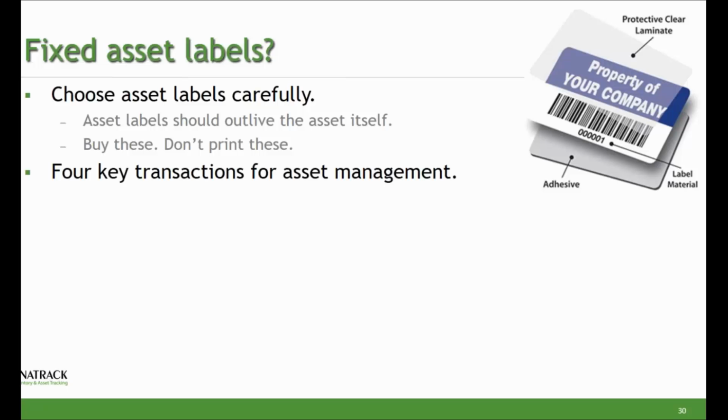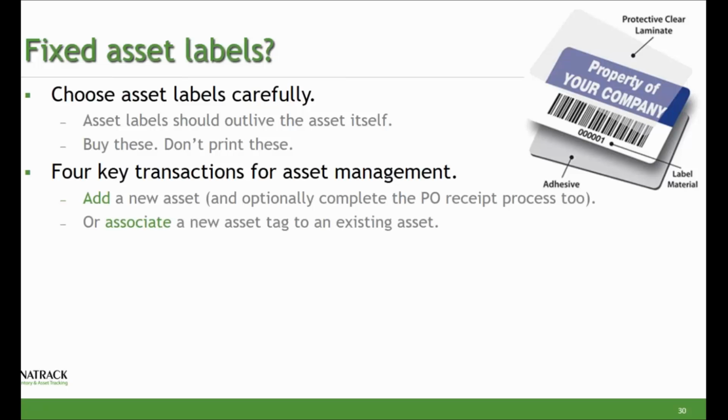On the asset labels, we see four key transactions in order to manage your inventory. You can add a new asset, and in our world, we can optionally complete the purchase order receipt process too if you mark the purchase order item as a capital item. You can associate a new asset tag to an existing asset. So in our world, you can take a handheld device, look up your list of assets and go, okay, here's the one I want. You pull a label off the roll, slap it on the side of the laptop, and then use the scanner to associate that one, and then we update GP with that information.